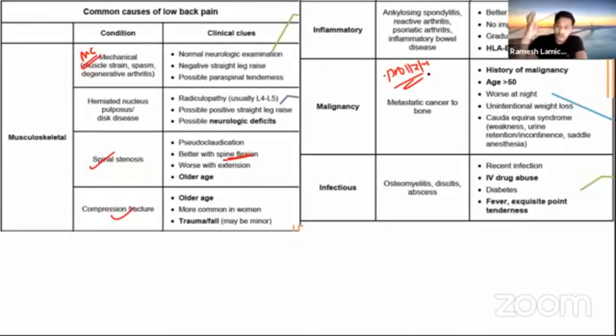And another one is a compression fracture. There is a history of trauma, right? These are the four things. And in case of the inflammatory, there is seronegative arthritis. In case of malignancy, prostatic cancer, breast cancer; infectious like osteomyelitis, discitis, or abscess. So these are the causes of lower back pain.